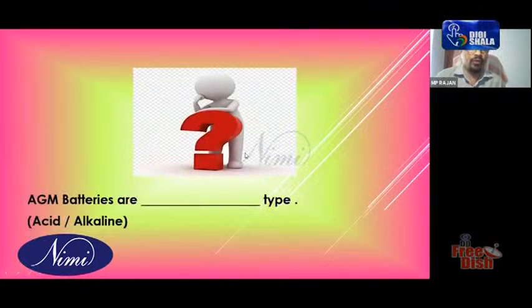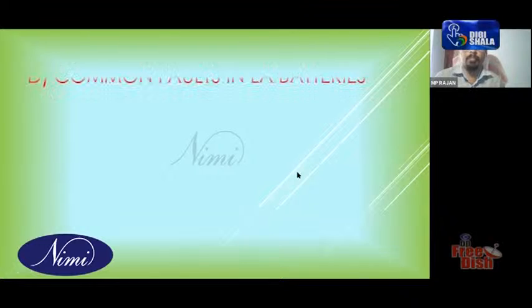Okay. So what is the AGM battery type, acid or alkaline? This is called absorbed glass mat battery. Whether it is acid or alkaline, you can just type it.